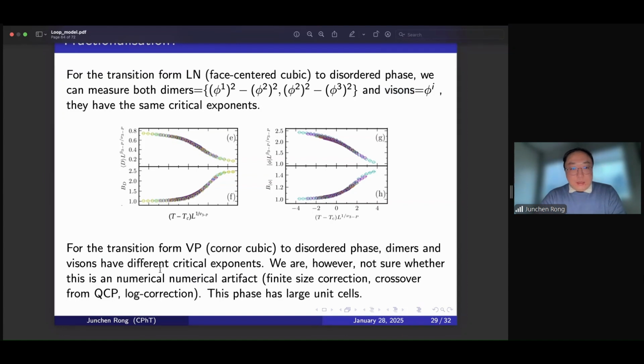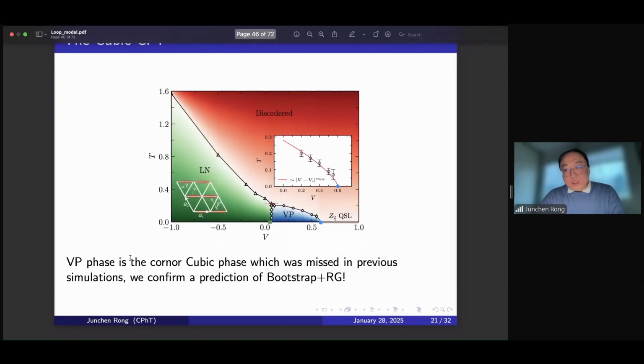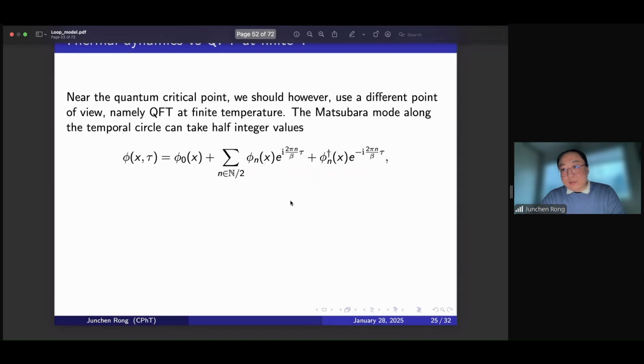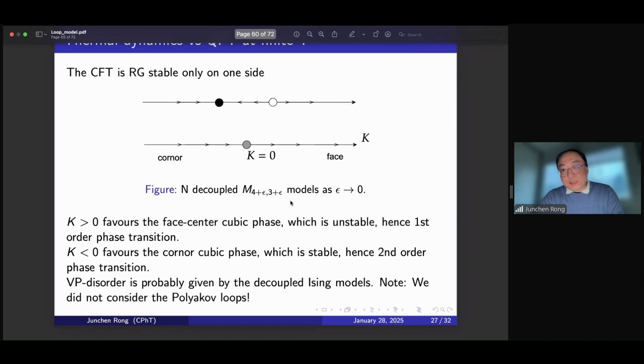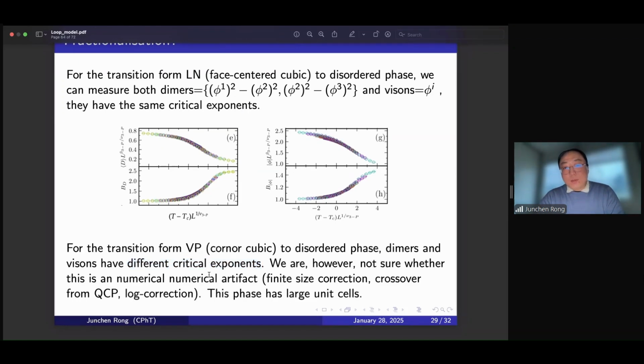So yeah, they have different critical exponents. But on the other hand, if we go from here to here, we find that the dimers and the visons have different critical exponents. You don't have such a beautiful match between these two measurements. Sorry, Junchen, just one quick question. Fractionalization, just for clarification, you would have 2 different plots here. Is that what? Yes, that would be the case.